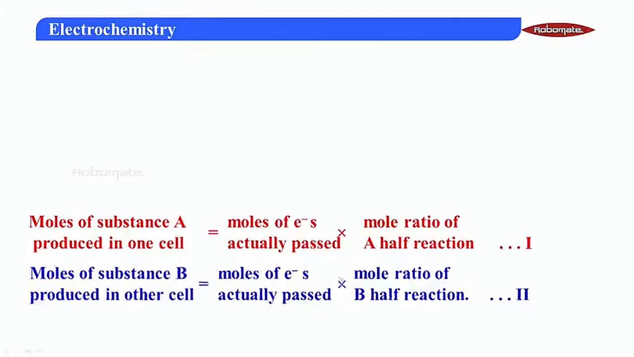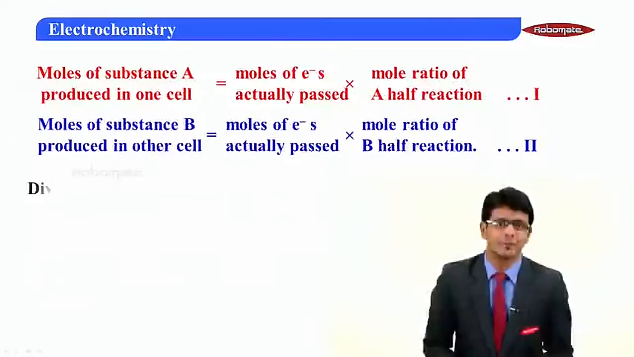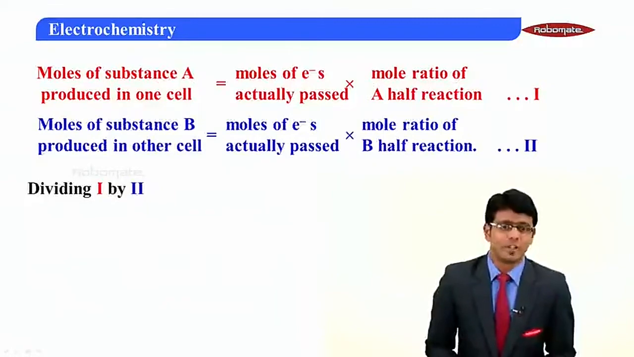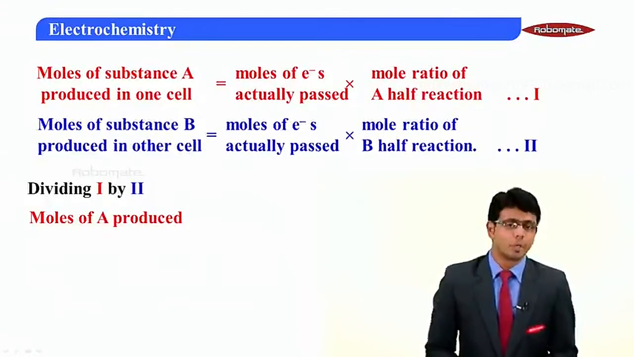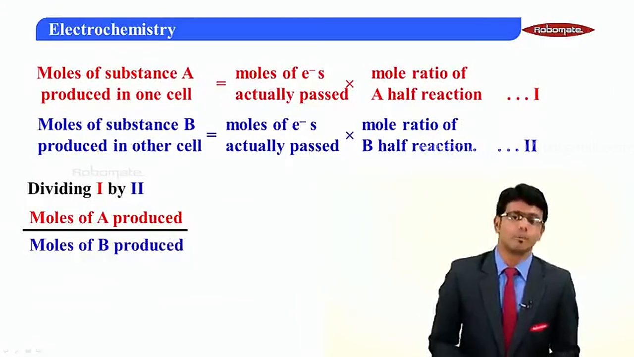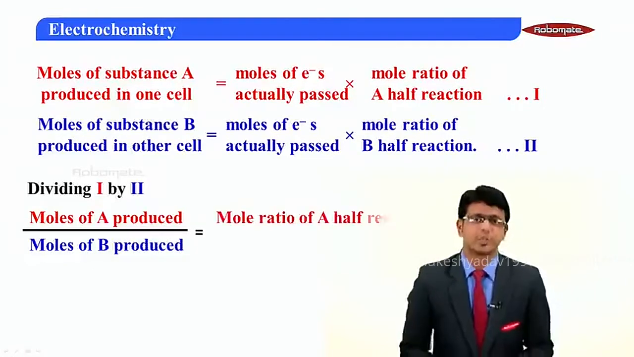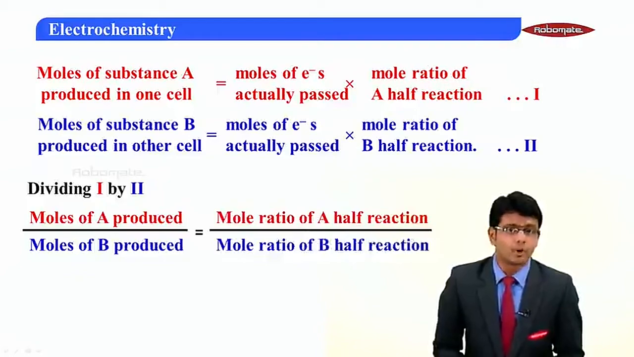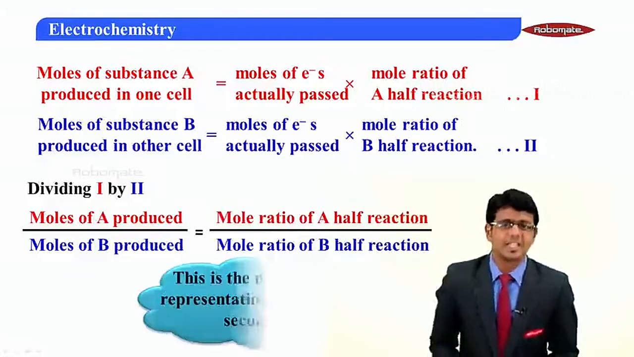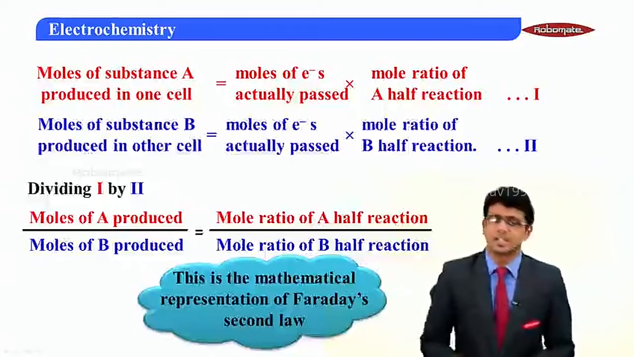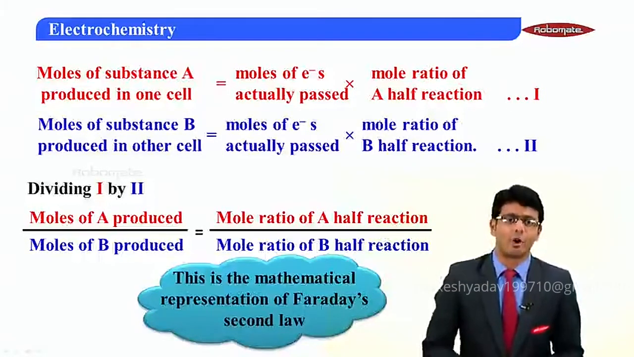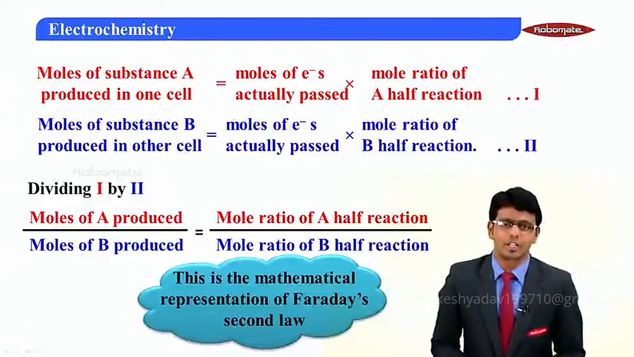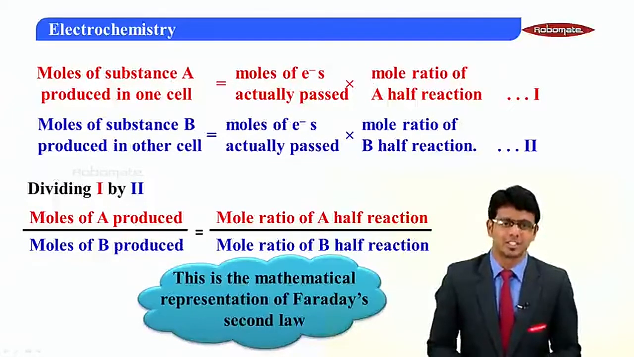So basically we have 2 equations here, and if we divide 1 by 2, what do we get? It is precisely moles of A produced upon moles of B produced, which is equal to the mole ratio of the A half reaction upon the mole ratio of the B half reaction. And this is precisely the mathematical representation of Faraday's second law. I hope students you have got a clear idea with respect to this. Thank you all.